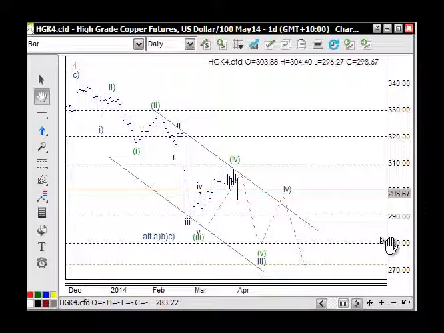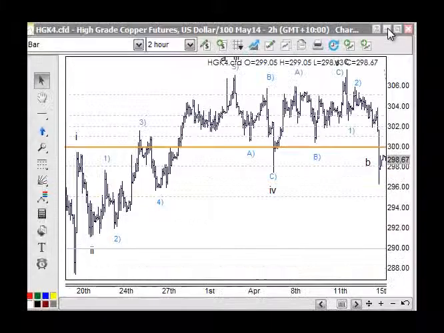But this move down to 280 would just be the third wave down through to here, and that's our target, the 280 here. In fact, technically a low below this low here would do the trick, but we'll see the structure as it moves down through there.